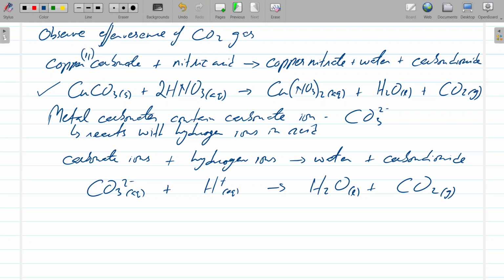Now, what would you do to balance this? Should be simple, given that we balanced it up here. There are 3 oxygens on the reactant side and 3 on the product side, that's balanced. The carbon is also balanced. The only thing that's not balanced is the hydrogen, so we are going to add 2 on the reactant side for hydrogen. And you have a balanced ionic equation.